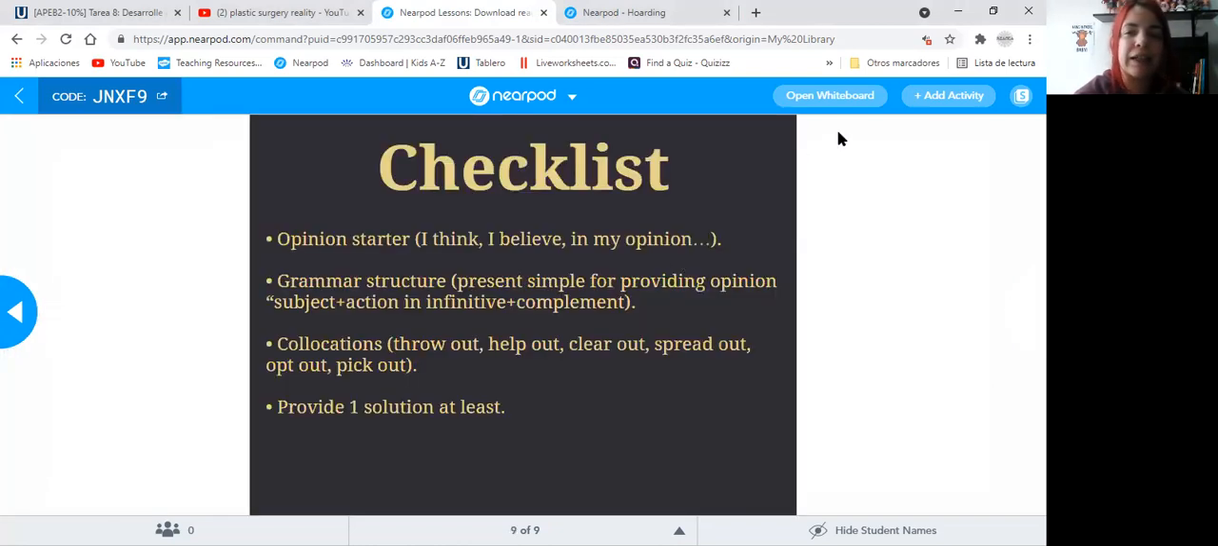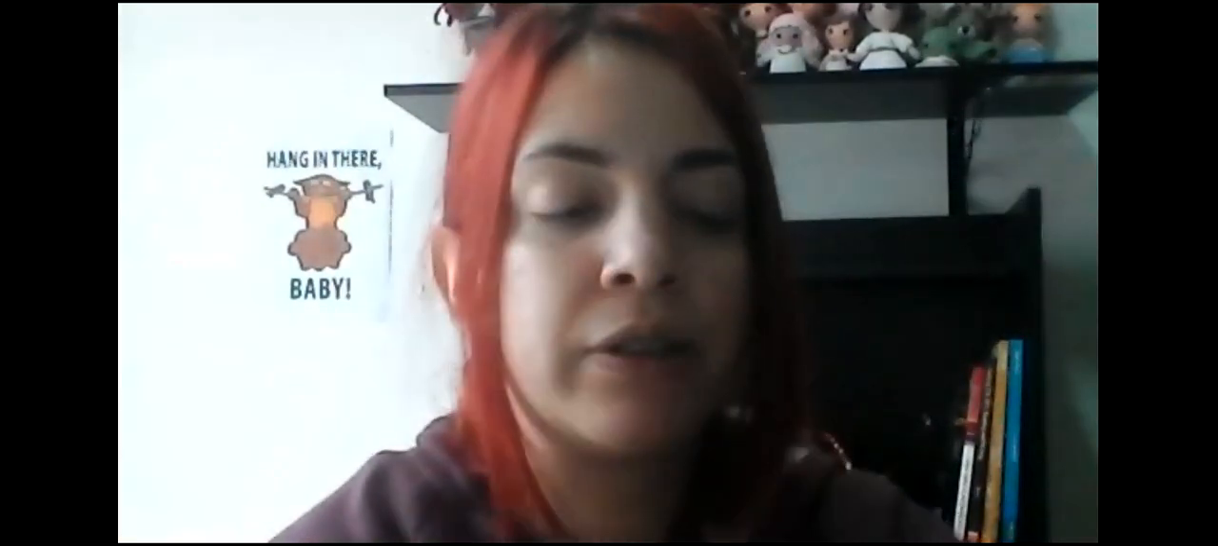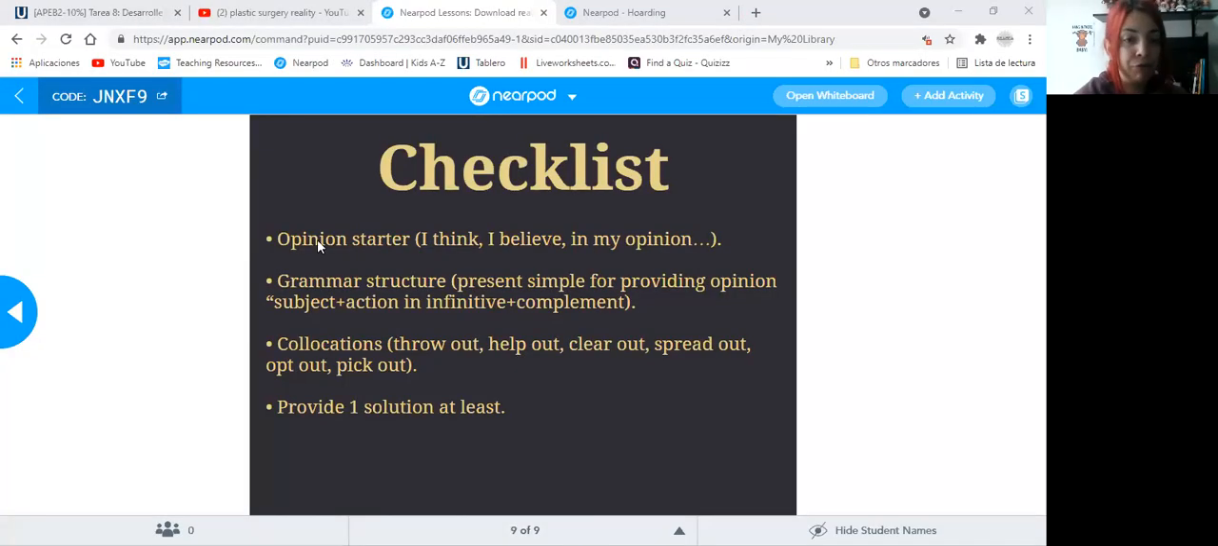So now this is a checklist. I want you to give some recommendations to people like Sharon using that checklist that you can see over there on Nearpod. It has points that you need to cover with your speech while you're giving suggestions or talking about the consequences, etc. You need to use these things. I'm going to show you. And for that, we finish, okay?